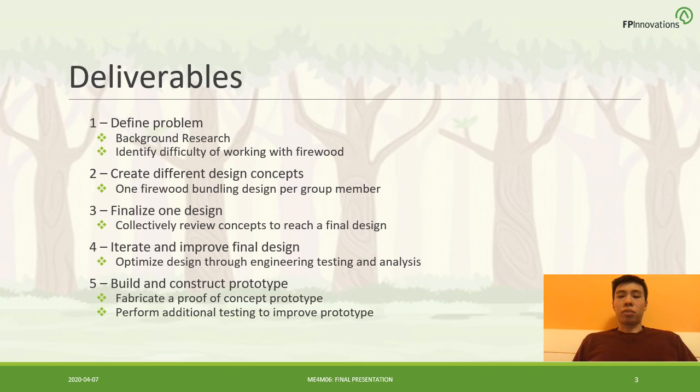Deliverables 1, 2, 3, and 4 were completed. However, deliverable 5 was not. Our group was in the process of building our prototype. However, due to closure of the machine shop, we were unable to complete.